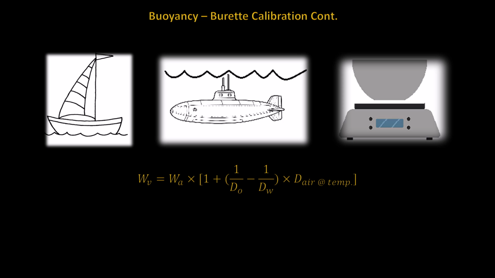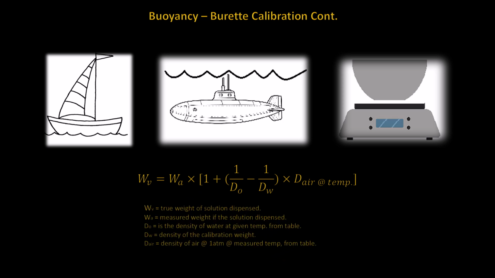Now, this is the easiest way to explain it. WV is the true weight of the dispensed volume, whereas WA is the measured weight of the dispensed volume less the weight of the container. Now, DO is the density of the water at a given temperature taken from the density of water table, and DW is the density of the calibration weight used to calibrate the lab scale.